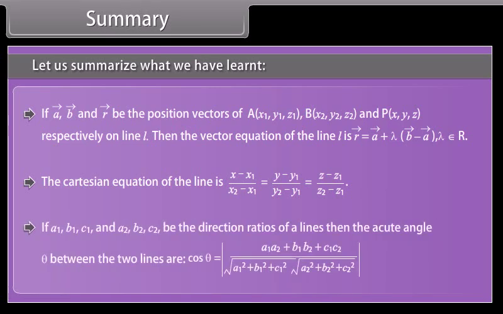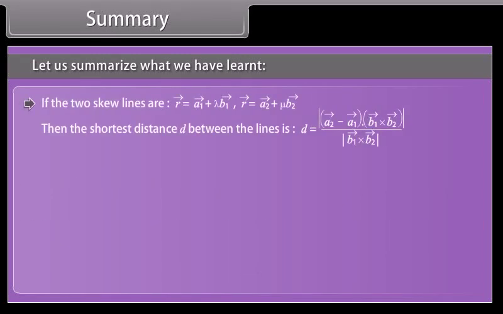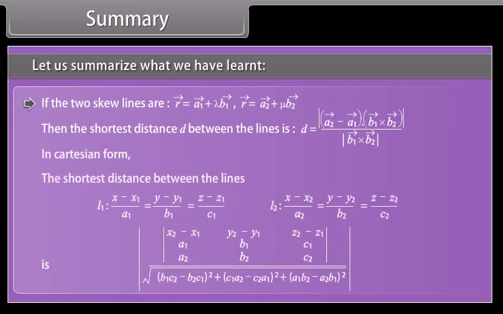If a1, b1, c1 and a2, b2, c2 be the direction ratios of two lines, then the acute angle theta between the two lines is given by the formula. If the two lines are skew lines, then the shortest distance d between the lines is given by the formula. In Cartesian form, the shortest distance between the lines is given by the formula.